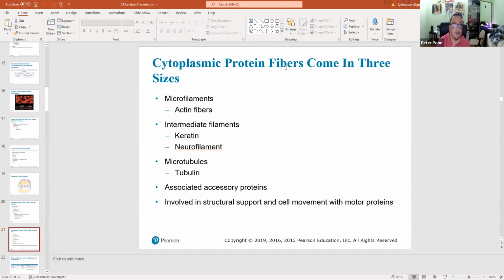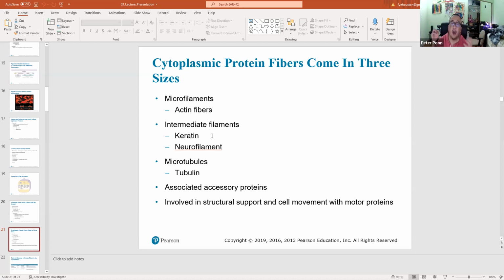Cytoplasmic protein fibers come in 3 different sizes. The smallest ones are actin fibers, the microfilaments, which allow the cells to move. The bigger ones are the intermediate filaments, which allow for stabilization of the cell shape. It prevents squishing.